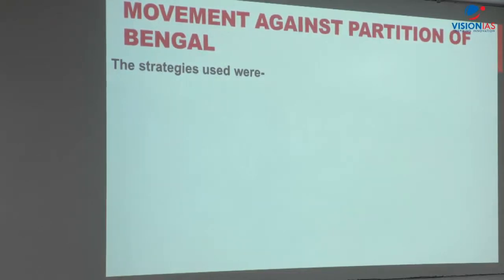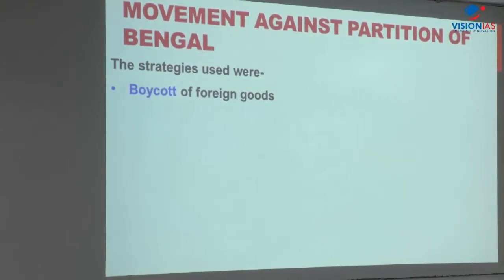Now the masses cannot be expected to pick up arms, primarily because not everybody is trained in picking up arms, and secondly, you do not have that kind of organizational capacity in the first place. So the masses used the strategy of boycott of foreign goods. If you wanted to boycott foreign goods, you should also have access to some other goods which take care of the needs of the economy, and those were to be indigenously made goods. So the whole idea of self-reliance, or the idea of Atma Shakti, was very central to the movement against the partition of Bengal.